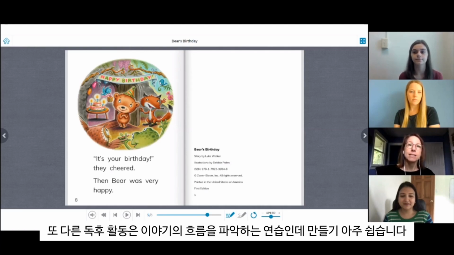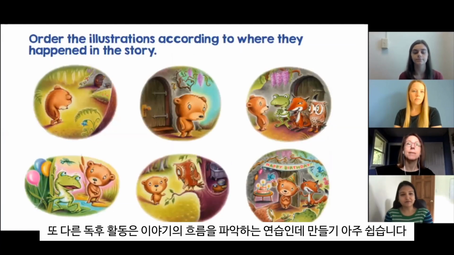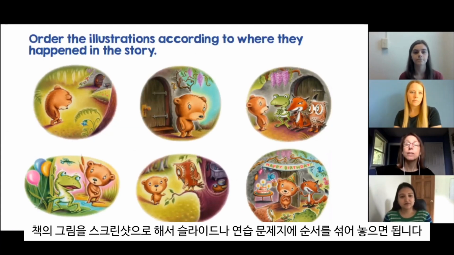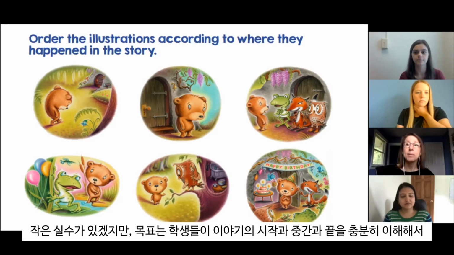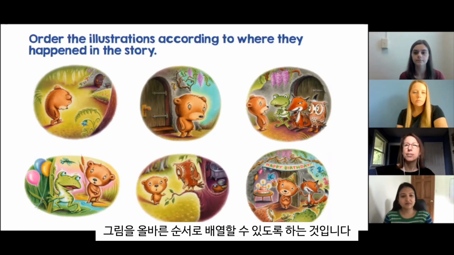Another post-reading activity, teachers, this is a sequencing exercise, and it's really easy to do using screenshots of the artwork from the story and mixing them up on a slide or a worksheet. Then students have to think back on the order of events in the story to place them in the correct order. Small mix-ups might happen, but what you're really looking for is to make sure that students understand the beginning, the middle, and the end of a story enough to replay it back correctly.